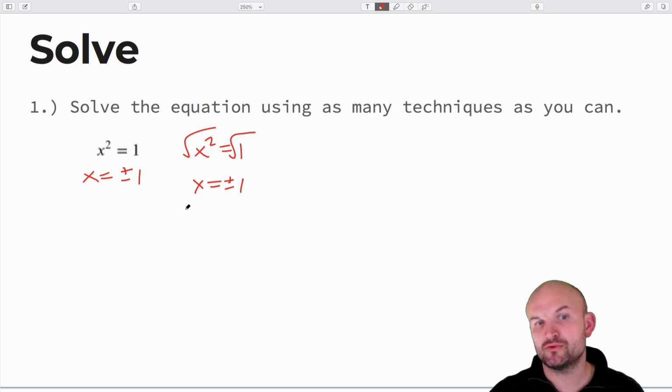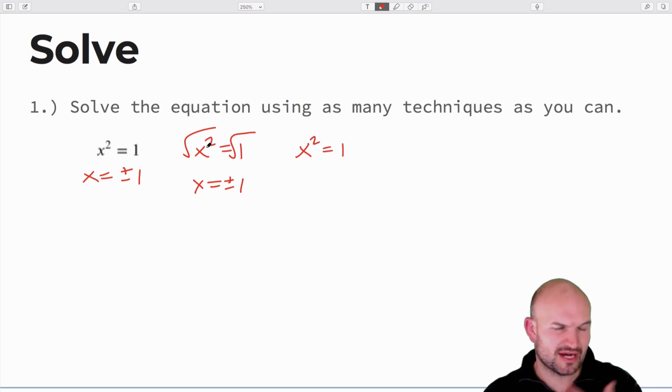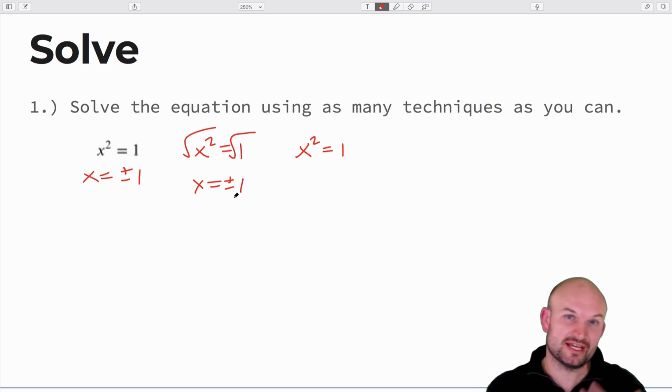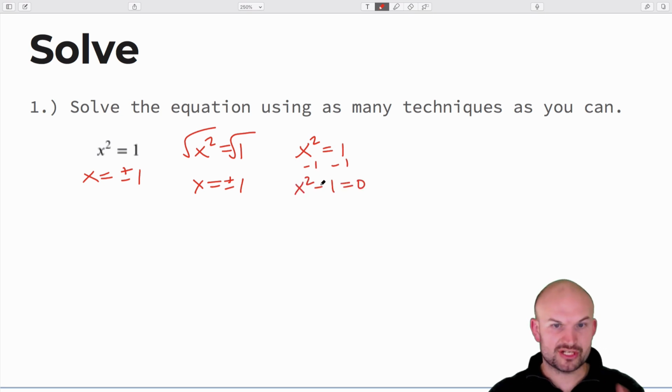So one thing that we reviewed in this chapter, as well as in previous courses, was factoring. And we can solve by factoring by simply setting the equation equal to 0. In this case, I only have one variable, so obviously the square root method would be a little more ideal. But again, my goal here is just to think of different ways that we could solve this. So if you subtract 1 on both sides, you get x squared minus 1 equals 0. So now we have an expression equal to 0.